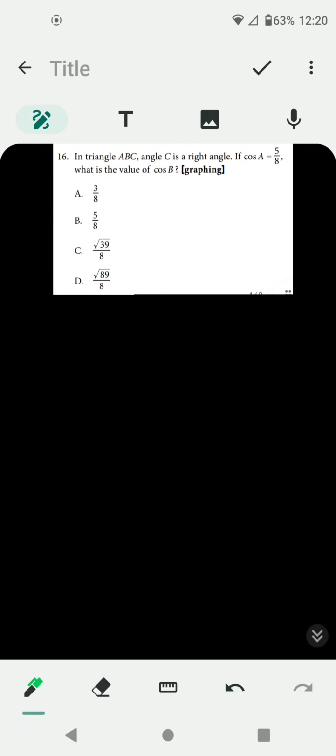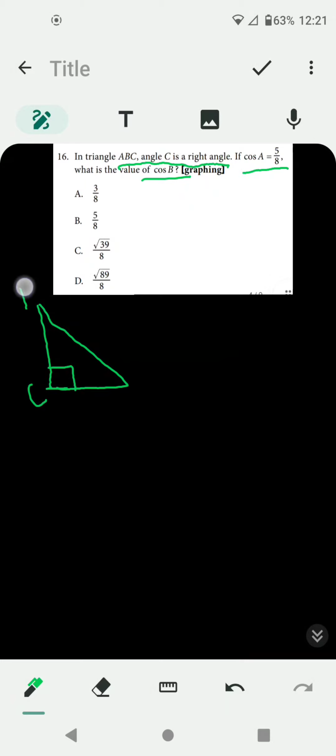Let's look at question 16. It says in triangle ABC, angle C is a right angle. If cosine A is 5/8, what is the value of cosine B? So it let us know. We're going to go ahead and draw us a little triangle here with a right angle. This is C. Triangle A, B, C.